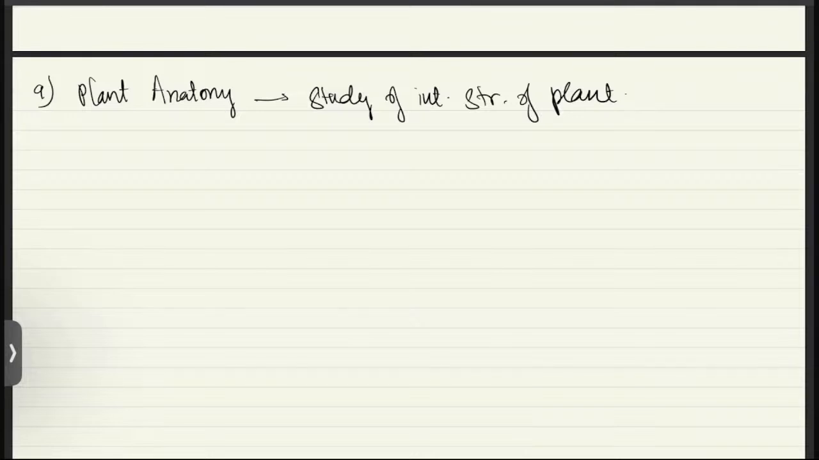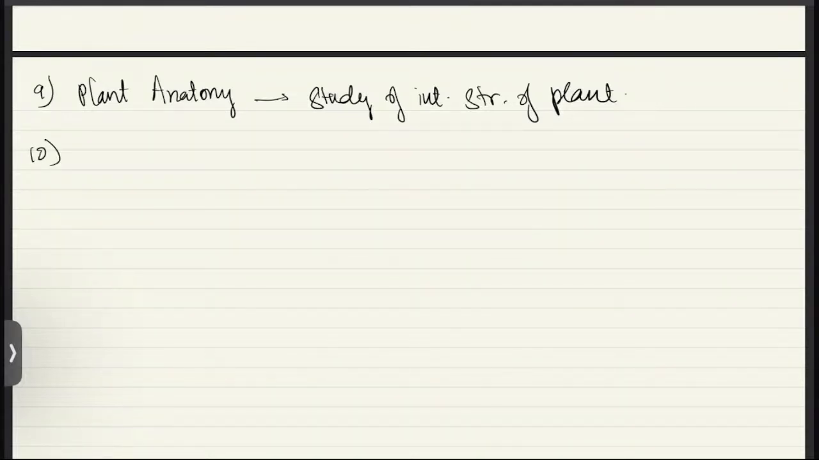Studying plant anatomy helps us to decode how years of evolution has turned the plant into this, and how we can use it to our advantage and build structures and whatnot. Right. So yeah, that is the answer. Moving to the next question.